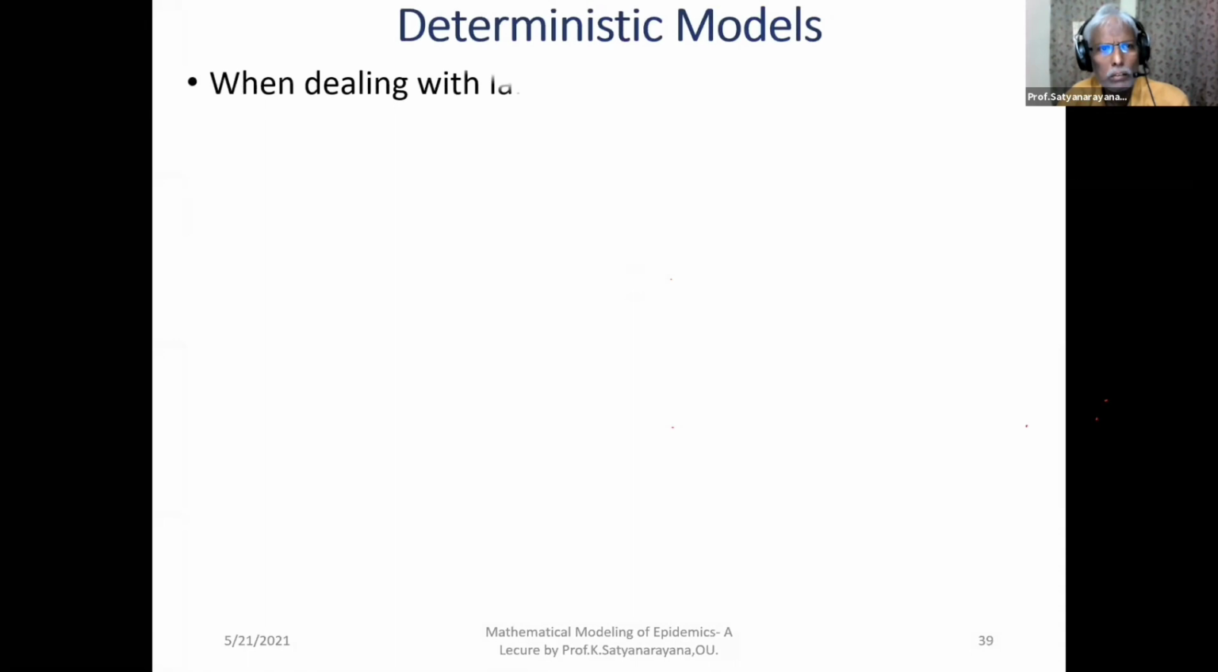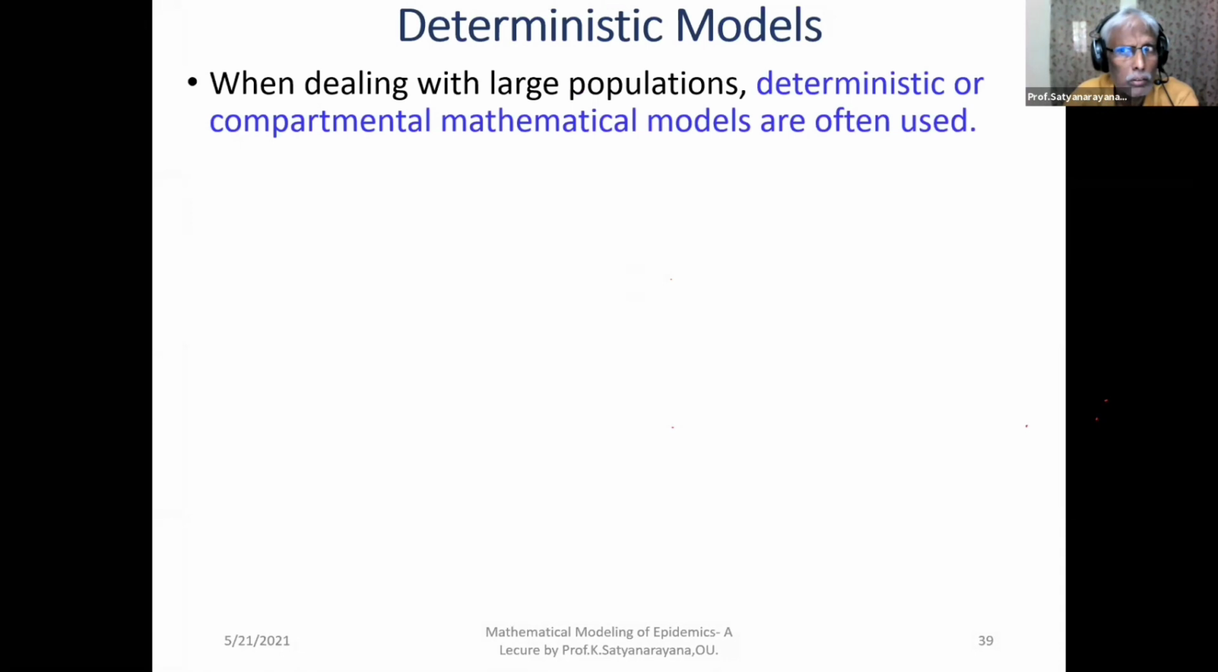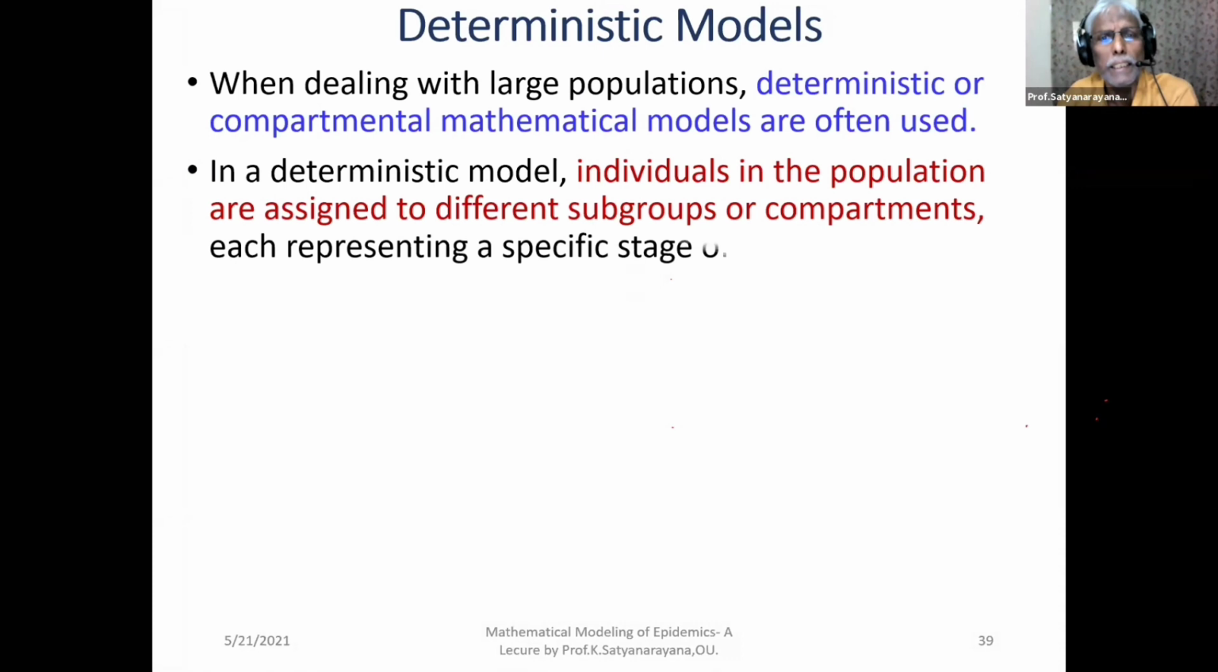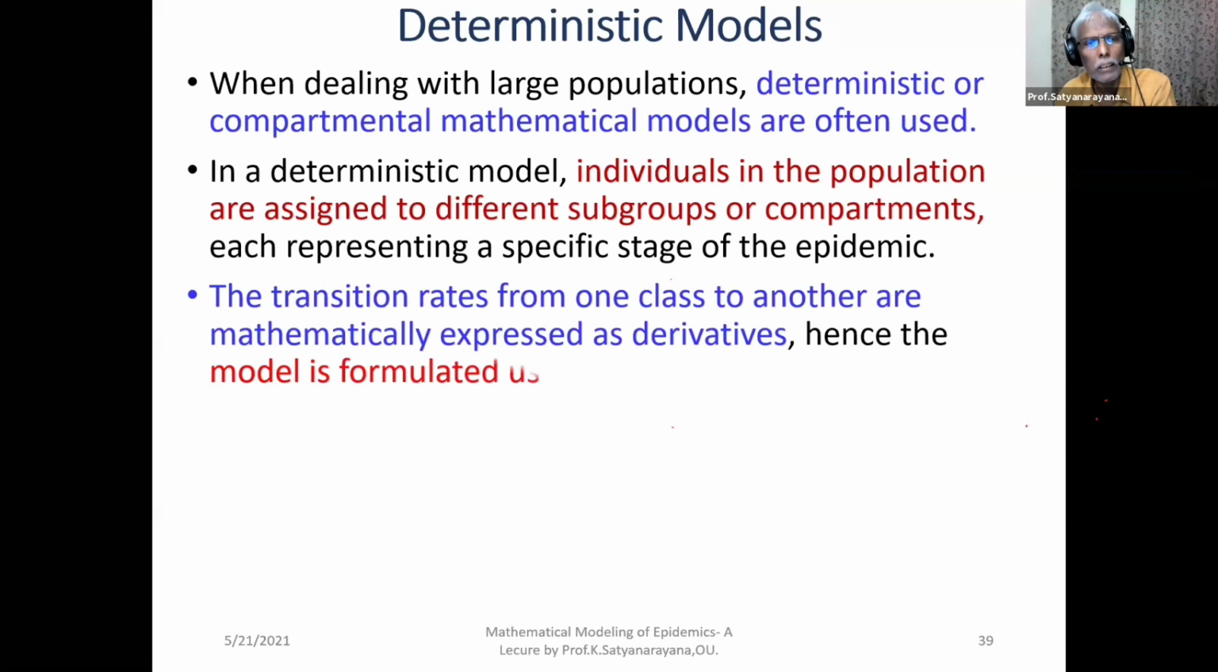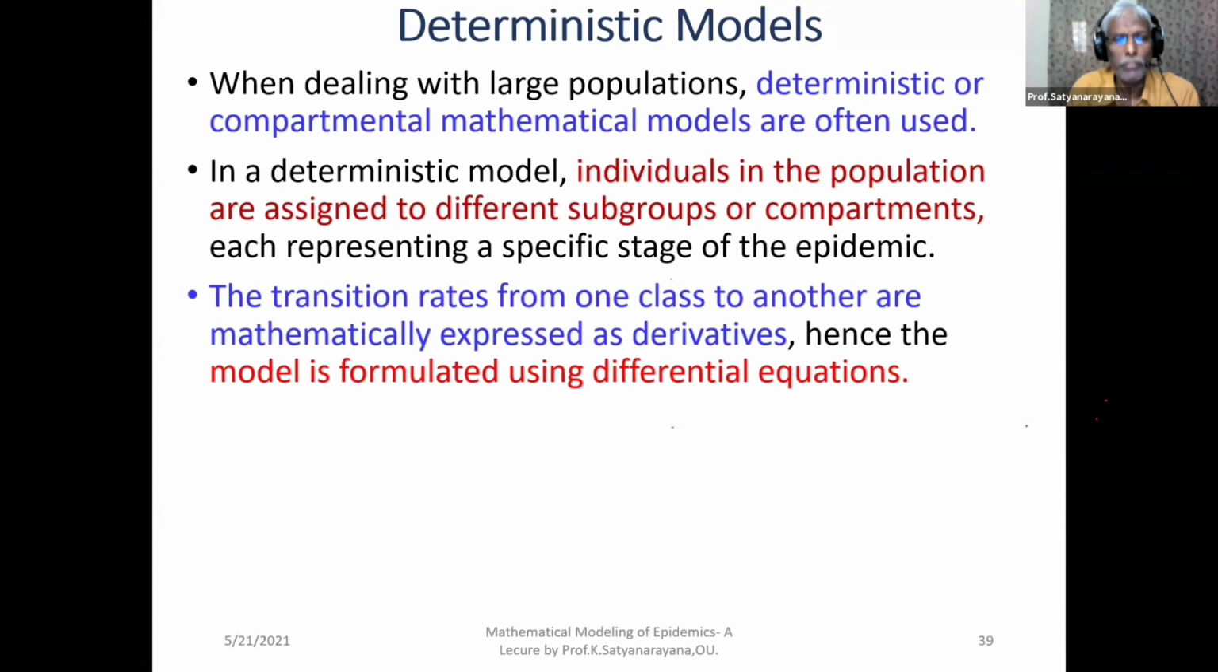Deterministic models. When dealing with large populations, like in India, 135 crores, deterministic compartmental mathematical models are often used. In the deterministic model, individuals in the population are assigned to different subgroups or compartments, each representing a specific stage of the disease. The transition rates from one class to another are mathematically expressed as derivatives. Hence, we use differential equations for this model.